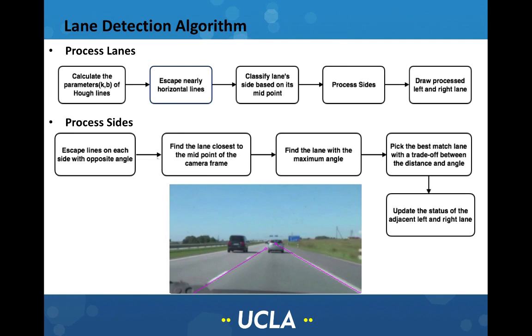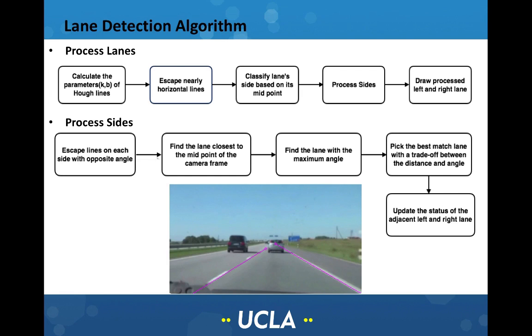And then let me introduce the lane detection algorithm. Firstly, we call the process lane function, and then we calculate the parameters of the Hough lanes, and also the angles of the Hough lanes. We will skip the nearly horizontal lines, because these cannot be the right lanes. And then we will classify the lane side based on its midpoint on the part of the frame. And then we will process the side.